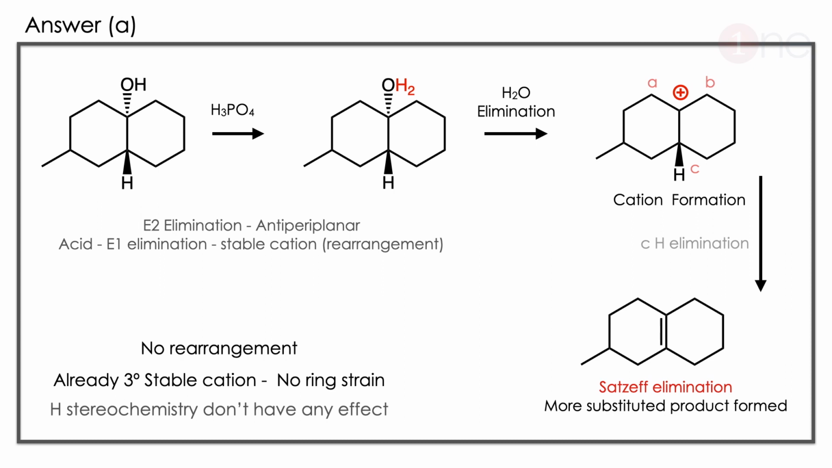Here is the question of hydrogen elimination. One thing I want to say is the hydrogen stereochemistry doesn't matter here. It's just given to confuse the user. Here you have to know 2 things. One is E1 elimination, cation formation, then the Saytzeff elimination. Saytzeff elimination means the more substituted product is formed.